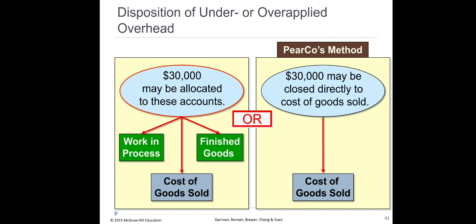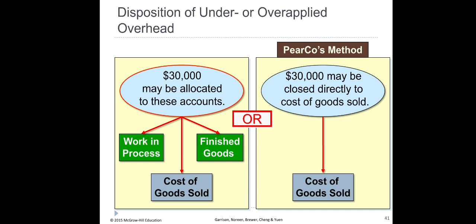The second method is simpler. The second method is you just close the difference between the over and underapplied, between the applied overhead and the actual overhead. You just credit or debit the amount in the cost of goods sold account. So you just have to remember this.